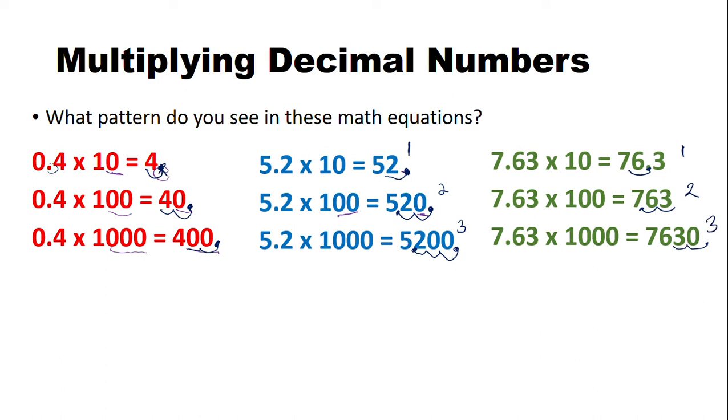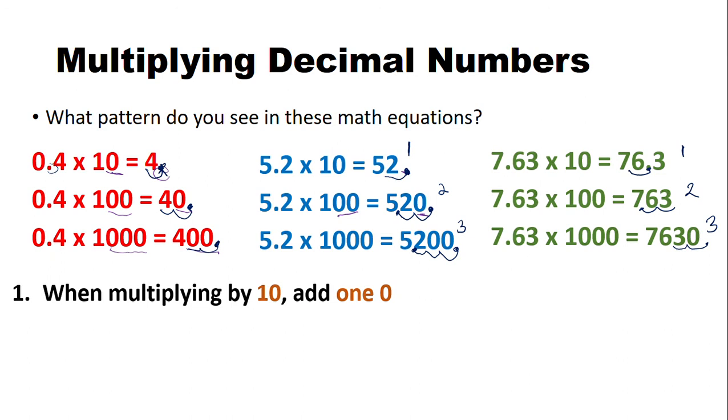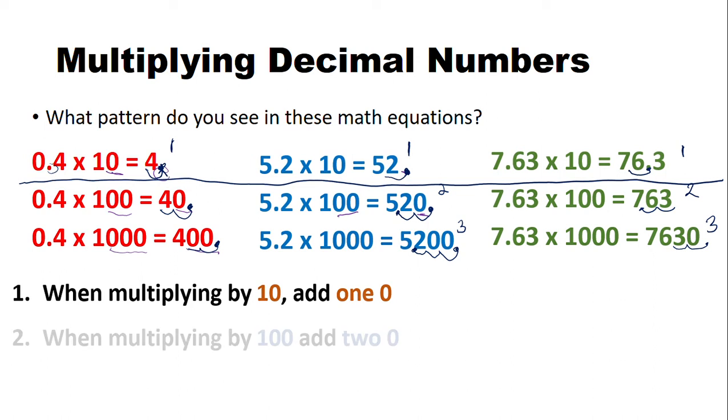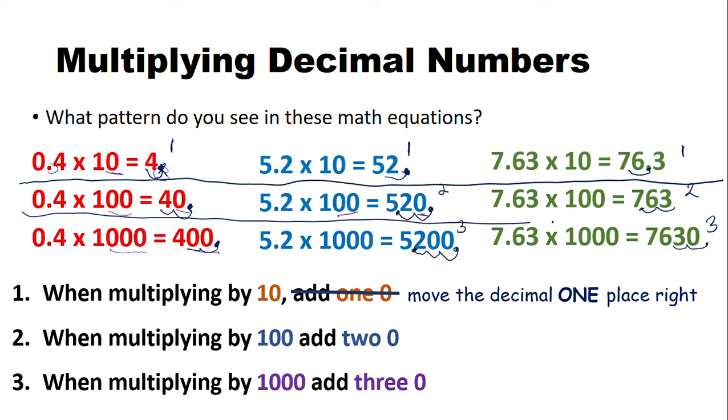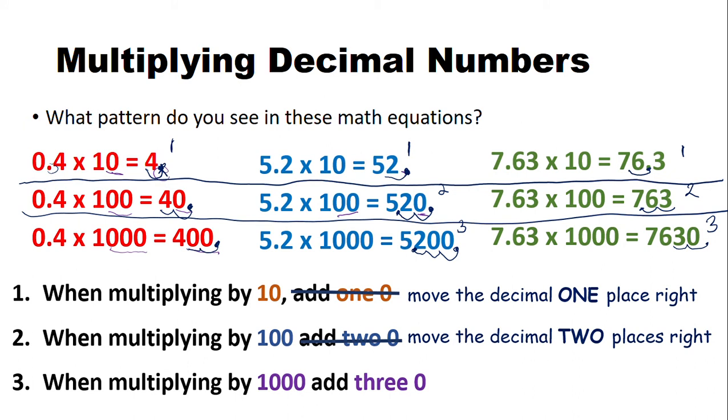So I wonder if we could come up with a new rule that would work for decimal numbers when multiplying by 10, 100, or 1,000. Our old rule used to be when multiplying by 10, add 1 zero. But look at these ones. What did we actually do? We moved the decimal 1 place to the right. So when multiplying by 10, we're going to change that to move the decimal 1 place to the right. When multiplying by 100, our rule could be that we move 2 decimals to the right. And when multiplying by 1,000, we have 3 zeros, move the decimal 3 places to the right.